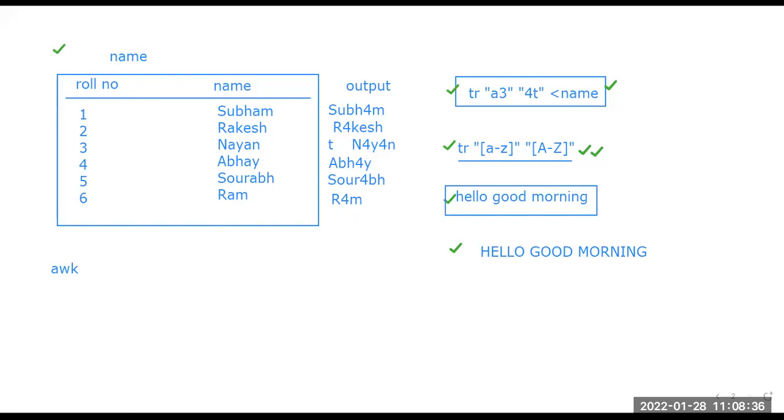If I first write the syntax, what will it be? The syntax is something like: dollar awk, then some pattern action. What pattern are we trying to act on? Then the file name. This is the general syntax: awk pattern action, then the file name.